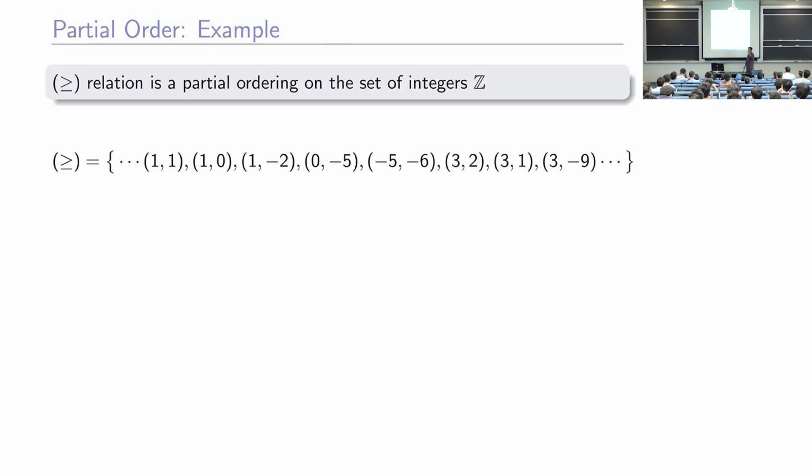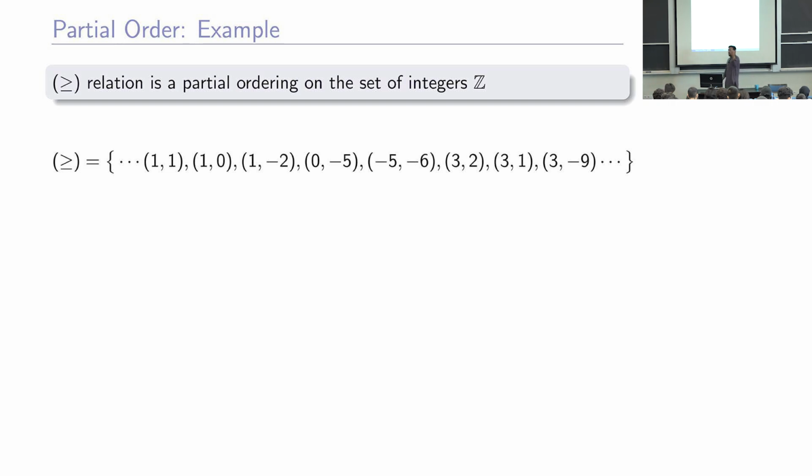So, earlier we talked about it, the equality relation on the set of integers was an equivalence relation, right? Because it's reflexive, every number is equal to itself. It's symmetric. If A is equal to B, then B must be equal to A. And it is transitive. If A is equal to B, and B is equal to C, then A should be equal to C. That was a relation which was an equivalence relation.